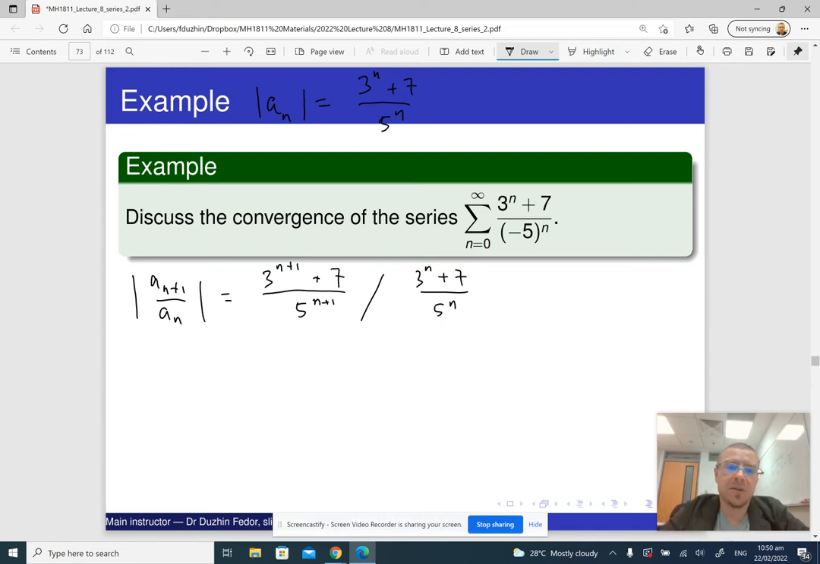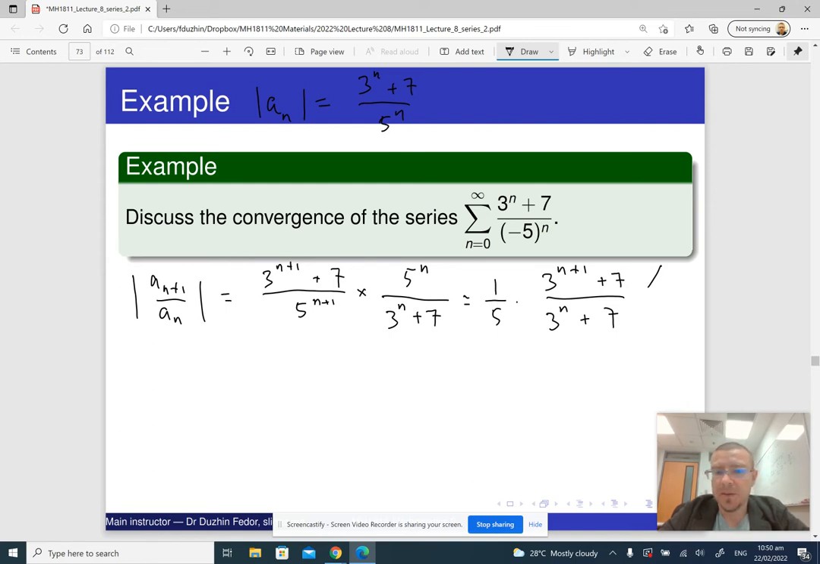To divide by a fraction, we just flip it over and multiply. So this is the same thing as writing times 5 to the n divided by 3 to the n plus 7. Now the good thing is that some stuff is going to cancel out. So 5 to the n divided by 5 to the n plus 1 is just 1/5, times 3 to the n plus 1 plus 7 divided by 3 to the n plus 7. Again, this is a fraction, so we need to figure out its limit. We can either divide by the largest term in both fractions, or we can just take out the largest term. So let me do that, with 1/5 still here.